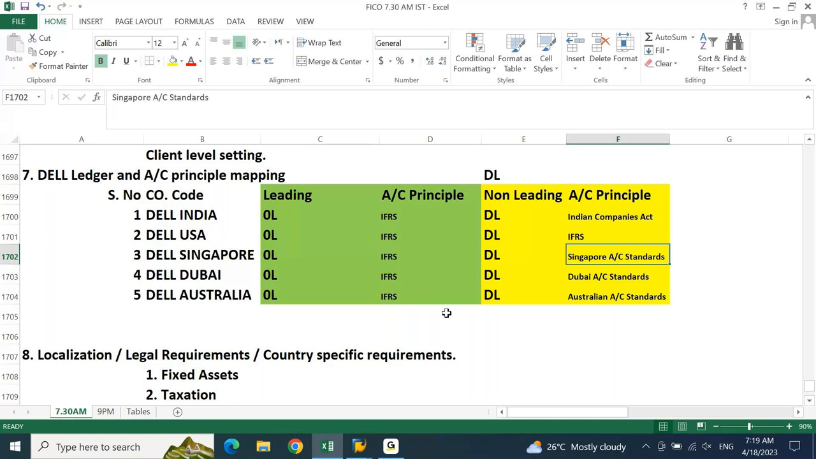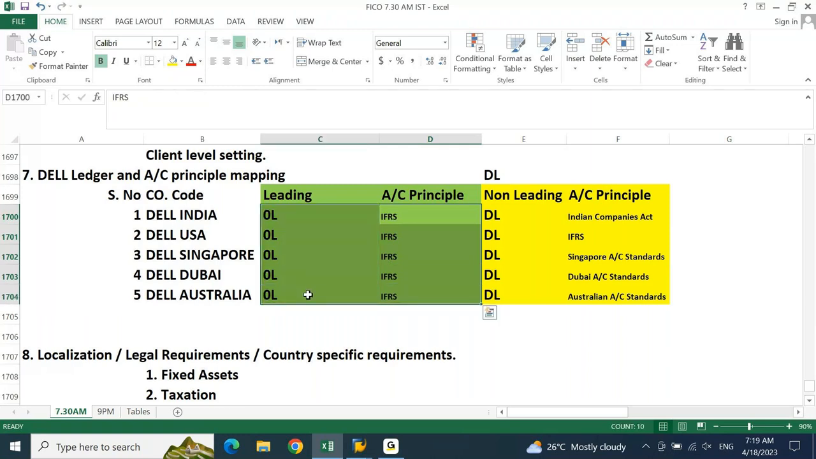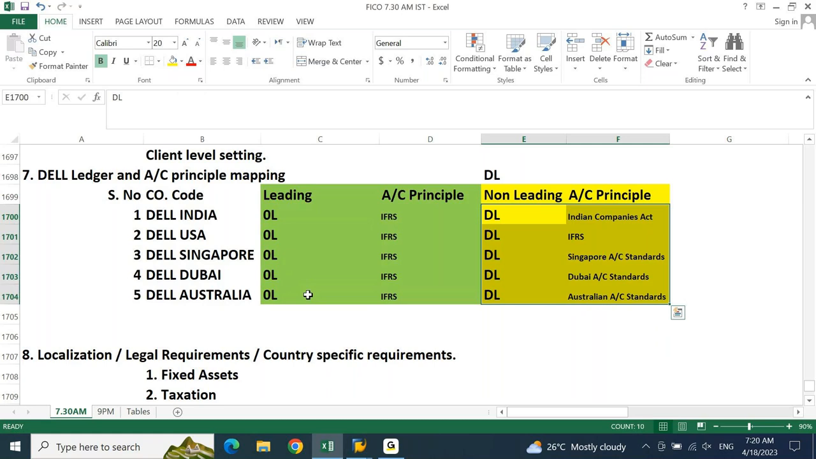For consolidation purposes, you are going to extract a trial balance from the leading ledger. Correct? Yes. Now, for my local reporting within US, I will be passing the entries according to the non-leading ledger, or I'll be reporting from that ledger. If I want to show any adjustments, let's say I want to pass some rectification only to reflect in my local reporting in US, but for my group reporting I want to show a different number, such things are not possible.